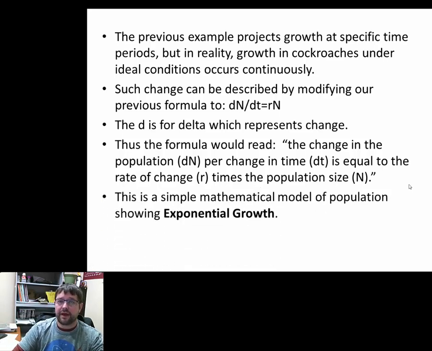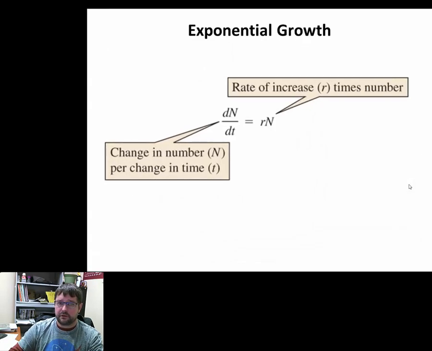Okay? So that simple mathematical equation is known as the exponential growth equation, or the exponential growth model. Now, again, it can be represented just like this: change in number of the population divided by change per time is equal to the rate of increase times the population.